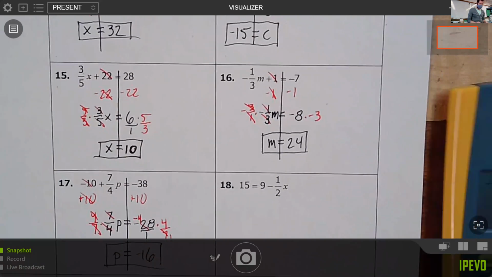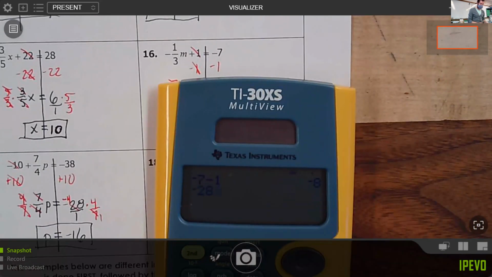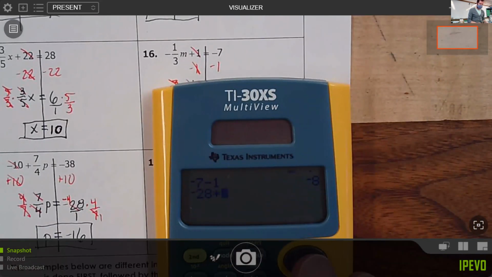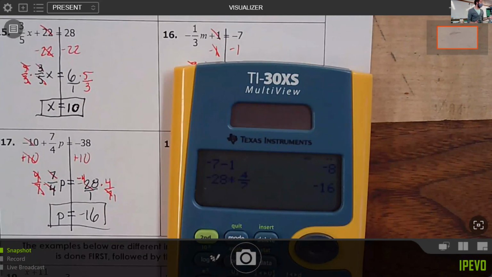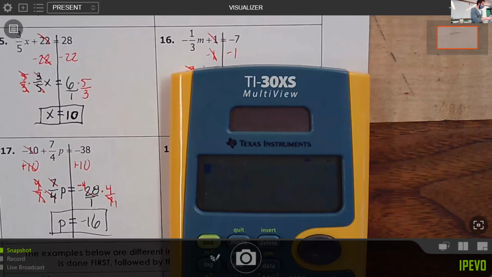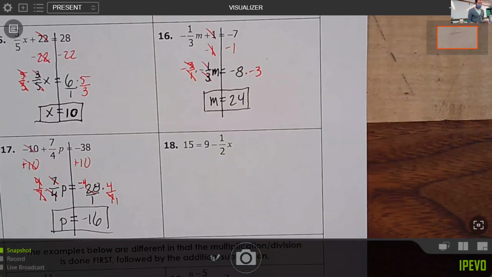Or if you want to, you can take negative 28. You can multiply that by 4/7. And there it is, negative 16. So either way, you're welcome to use a calculator on these. That can speed up the process. It can also help accuracy if you're not super confident about the facts.